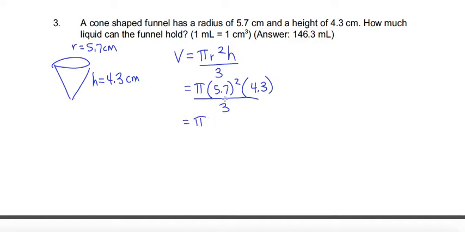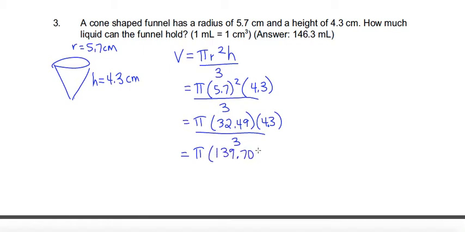Still keeping my pi, now I want to do 5.7 squared, which gives us 32.49, times 4.3, sorry, divided by 3. I want to simplify the last 2 numbers in my numerator by multiplying them together. So I have pi times 32.49 times 4.3. That gives me 139.707. I'm going to divide this by 3.